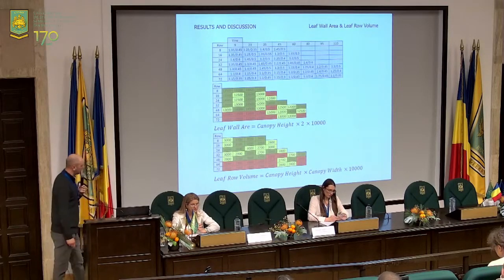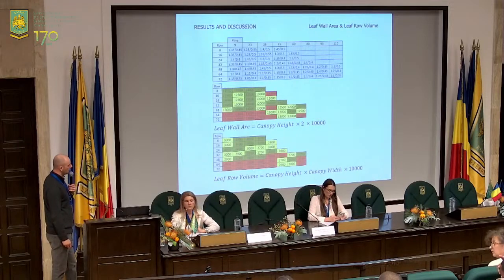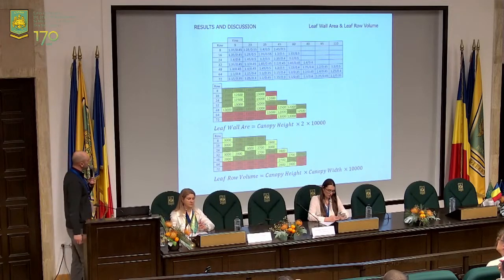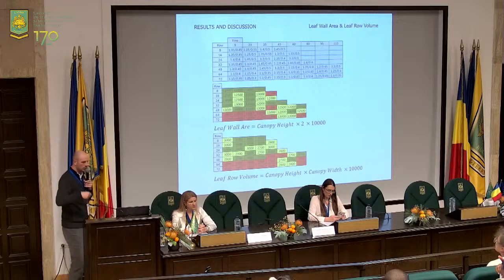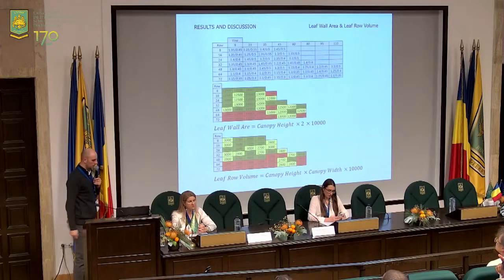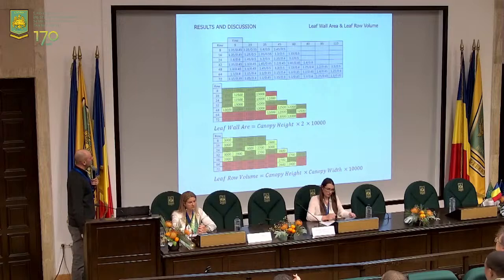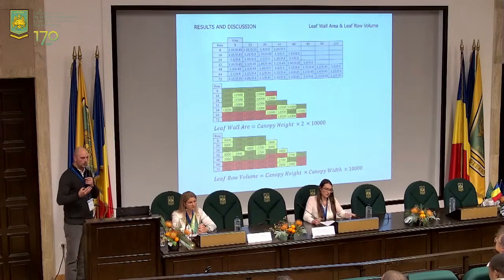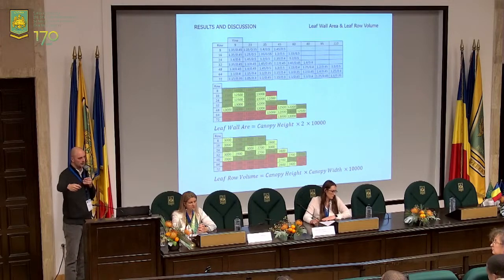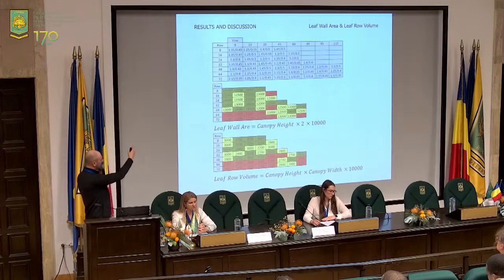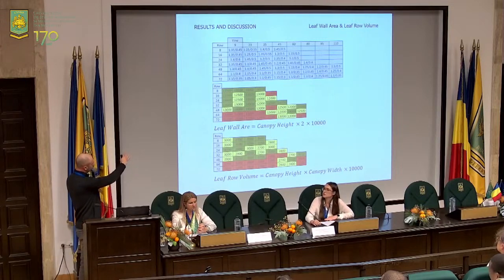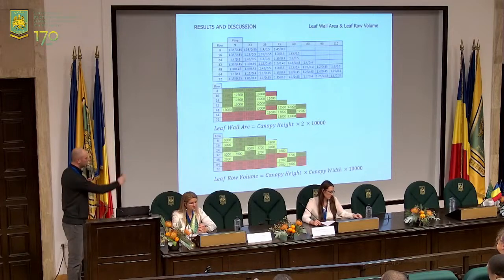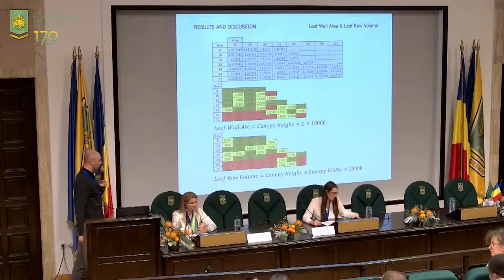For the third part, I went in the field and measured with the tape measure. I took the canopy measurements of height and width. After that, I calculated leaf wall area and leaf row volume. These are the formulas here.